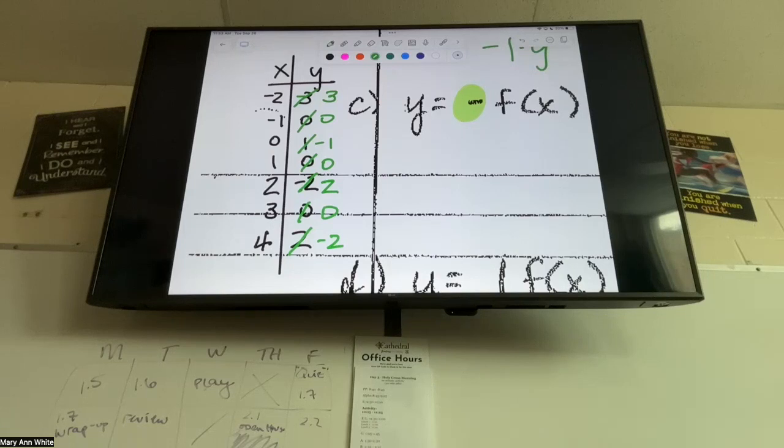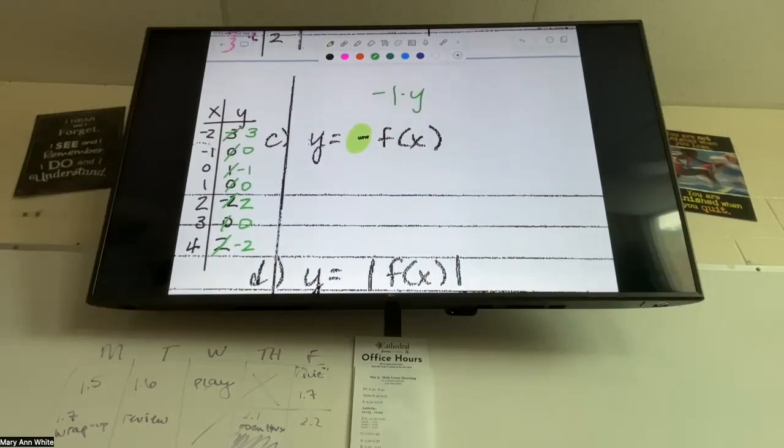Once I have those points written down, I'm going to graph all the points that I have. And again, if you don't like the T-table, don't use it. Just take the points and just flip it over the x-axis.